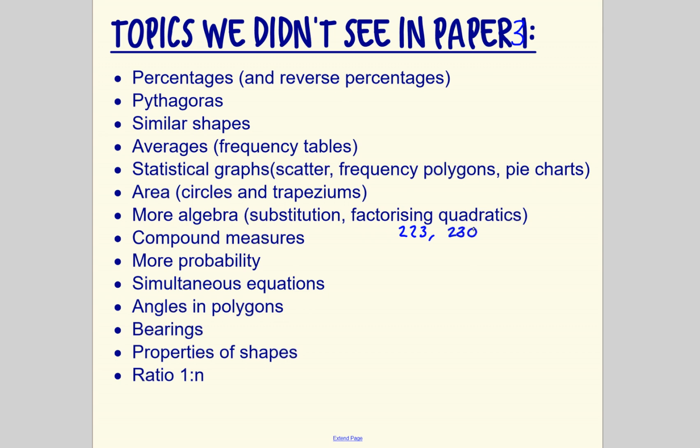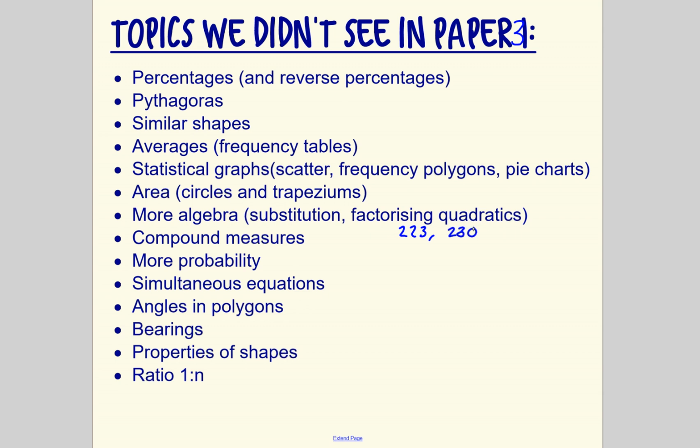Properties of shapes is quite broad. So 2D shapes and 3D shapes. And that might be naming different shapes. Parts of circles is something that could come up in there as well. So things like chords and tangents. And on 3D shapes, you could be asked questions about numbers of faces, edges, and vertices.